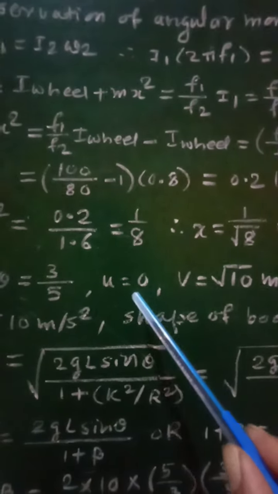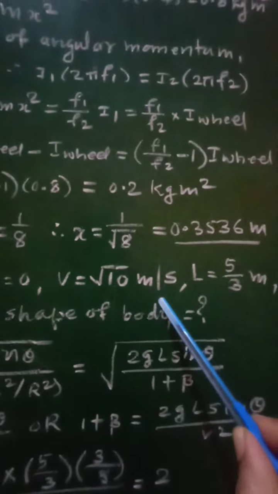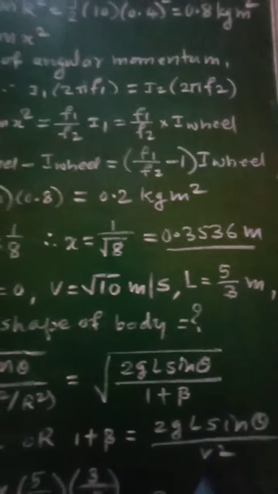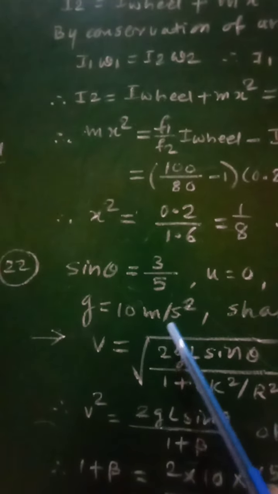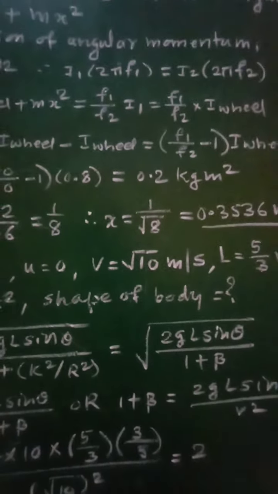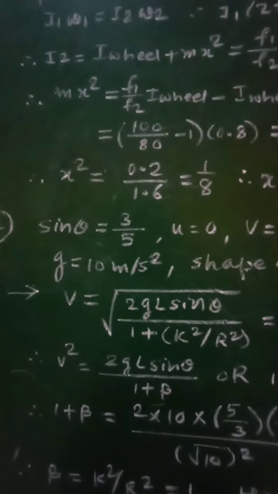And so for this numerical, the given data is sin theta equal to 3 by 5. Initial velocity u equal to 0. Final velocity v is equal to root 10 meter per second. Length L is equal to 5 by 3 meter. G is equal to 10 meter per second square. And then we will have to find out the shape of that body. So let us see the solution of this.